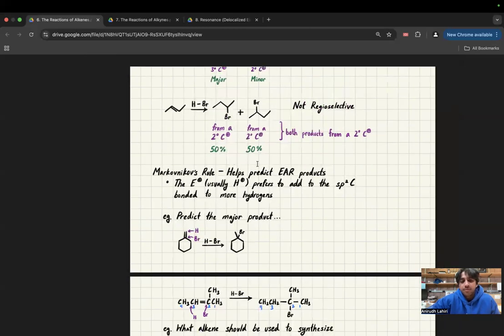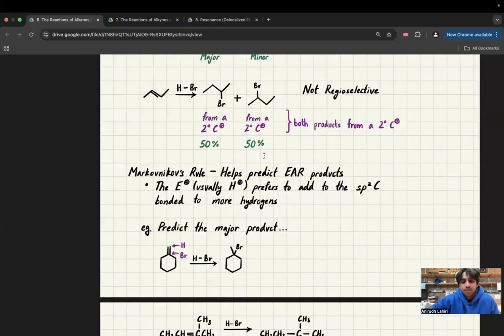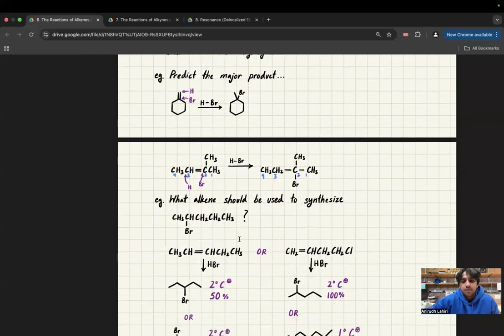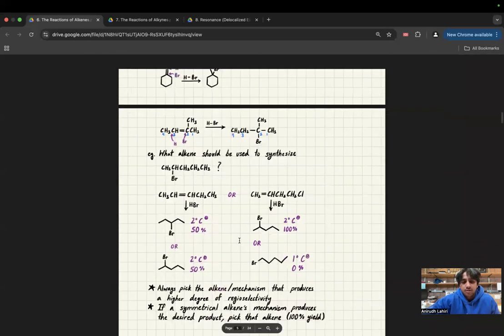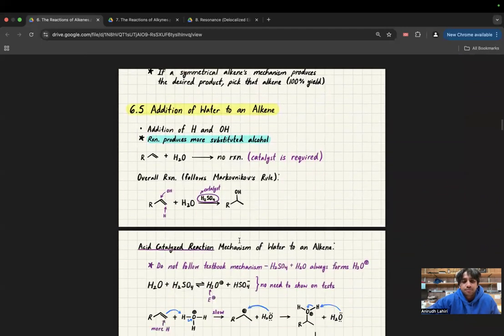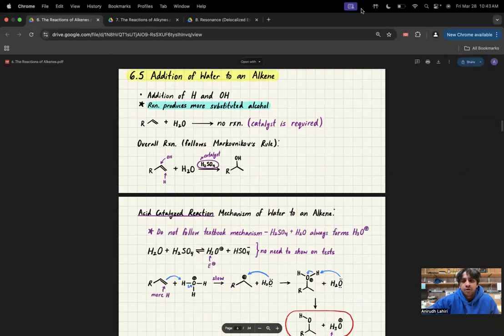Okay, Markovnikov's rule helps you predict electrophilic addition reaction products. The electrophile, it's usually H plus, prefers to add to the sp2 carbon bonded to more hydrogens, right? Cool. Okay, these are some example problems. Okay, nothing really to call out there.